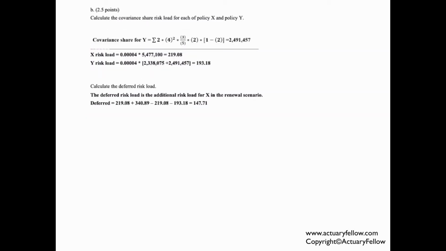For part B, we need to calculate the risk load under the covariance share method. In the build-up scenario, X risk load is just based on the variance of X. Y risk load is based on variance Y plus its variance share. First, we write out the formula for policy Y variance share. On the calculator, we will do the calculation in 2 parts.